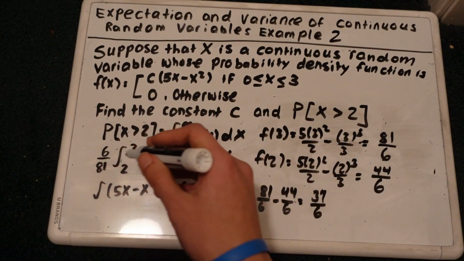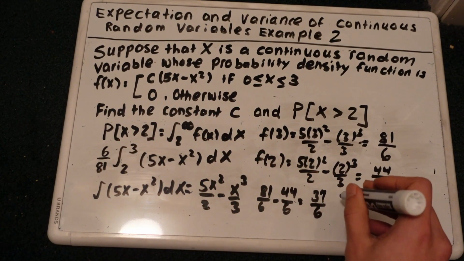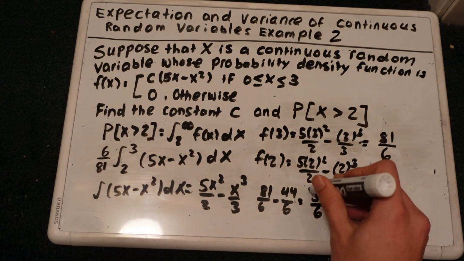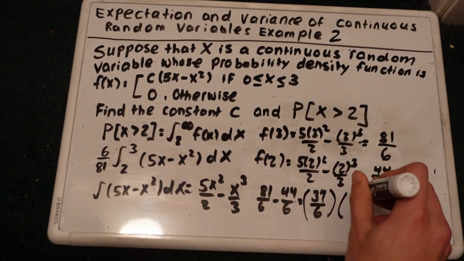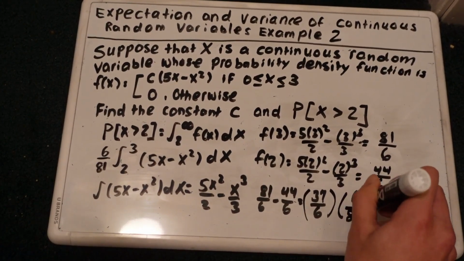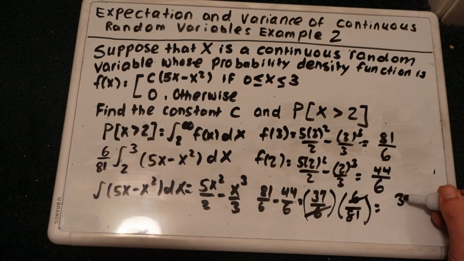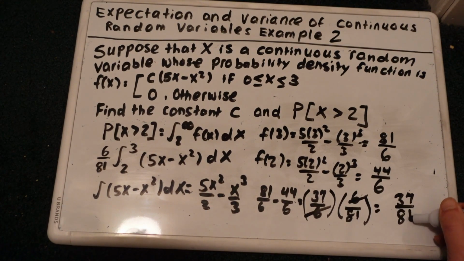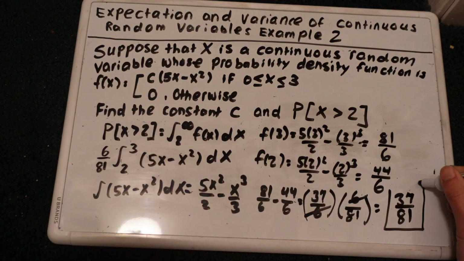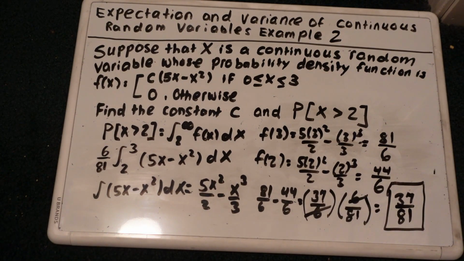Remember that we have a 6 over 81, the constant c, on the outside. So now we have to multiply it by 6 over 81. The 6 cancels, and we get 37 over 81. So the probability that x is greater than 2 would be 37 over 81. And this is another example of an expectation and variance of continuous random variables problem in probability.